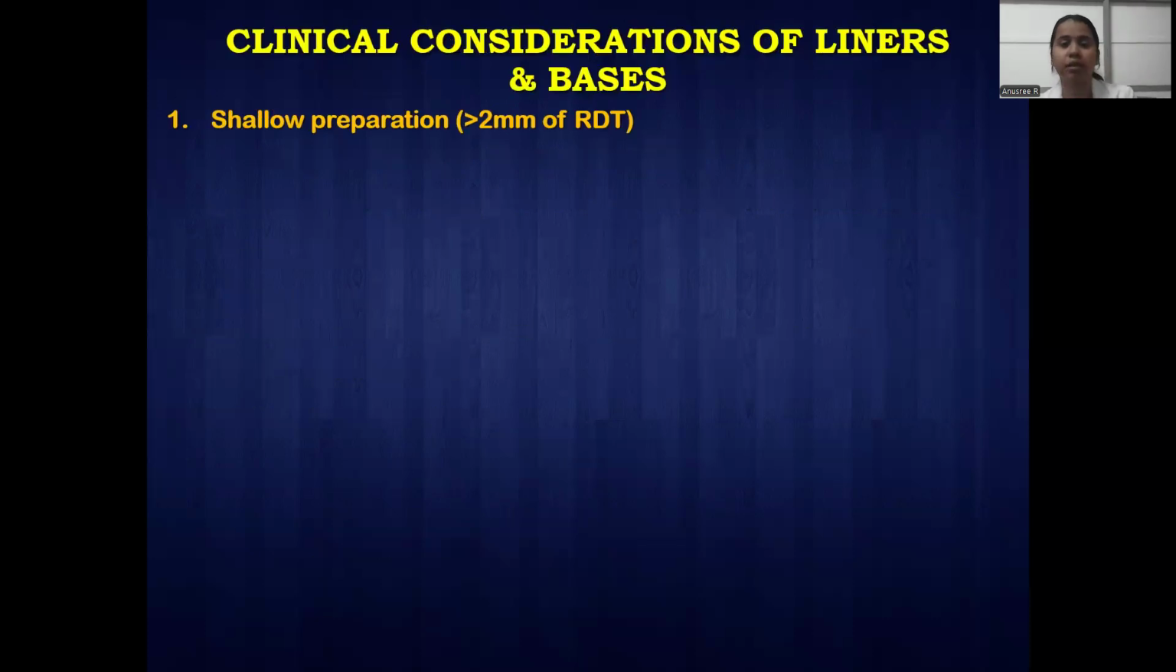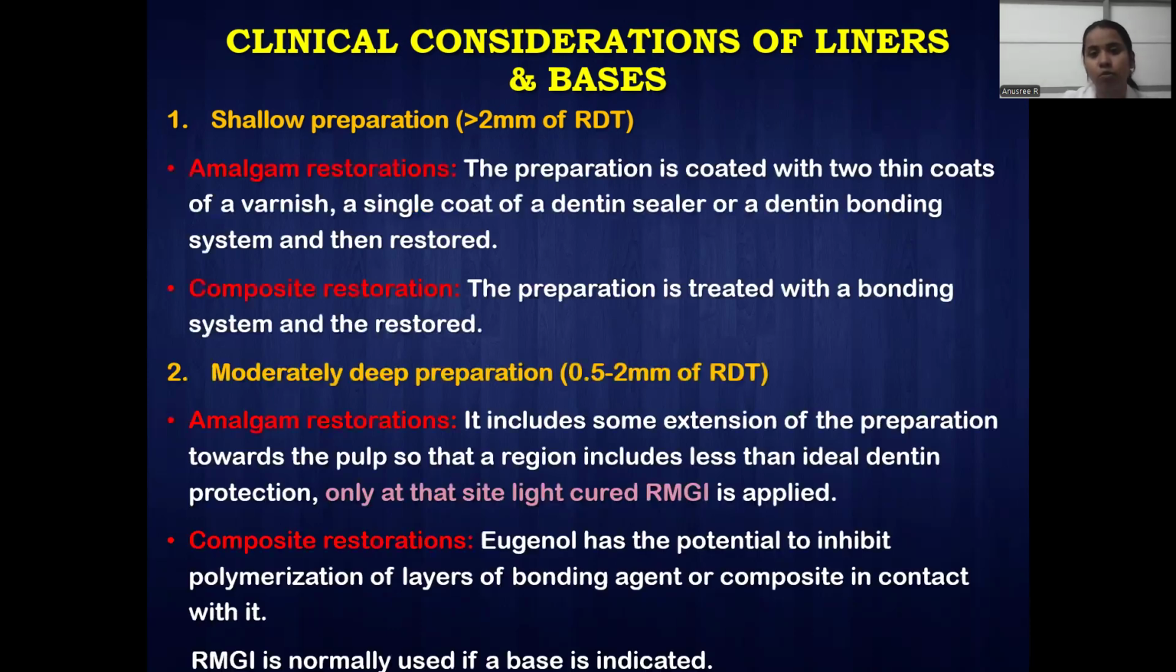Coming to clinical considerations of liners and bases, in case of shallow preparation, that is, if the remaining dentin thickness is more than 2 millimeter, in such cases, we don't have to give liners and bases. We can directly go for amalgam or composite restoration. If the preparation is moderately deep, that is 0.5 to 2 mm, then in such cases, we usually place a GIC as a liner and then over which amalgam or composite restoration is given.